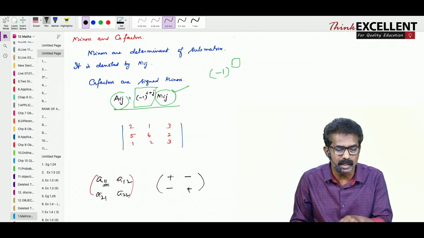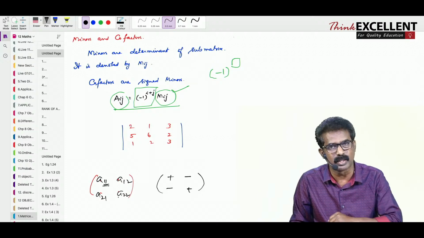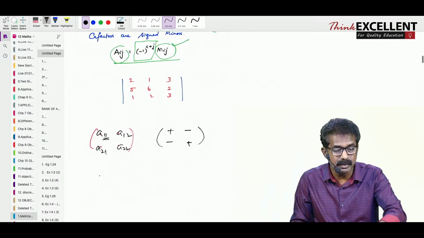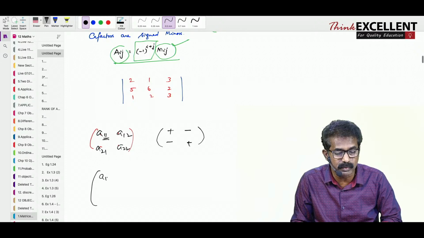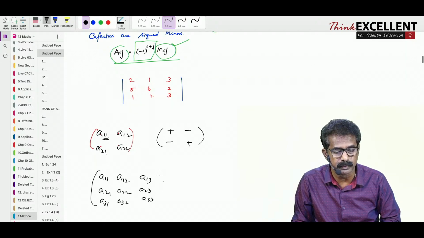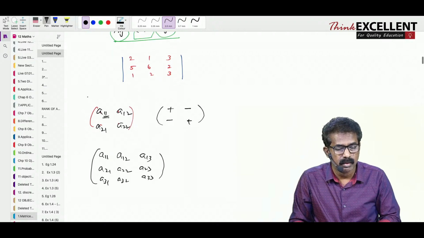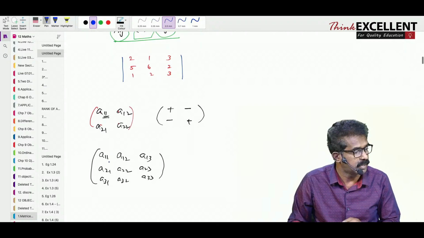Then you write the minor, leave the row and column, write the remaining. You can do that. Suppose it is 3 by 3. In the examination hall, you should not waste time for all these things, right? A11, A12, A13, A21, A22, A23, A31, A32, A33. Listen, for the first one it is 1 plus 1, it is 2.